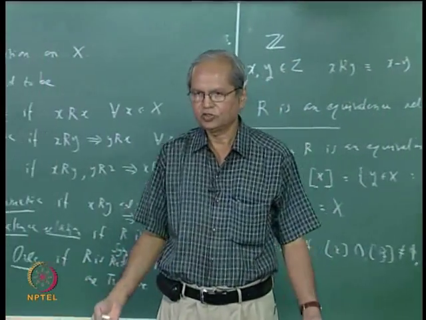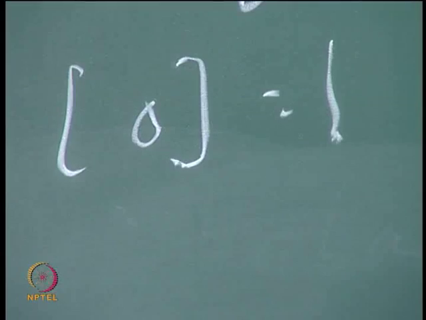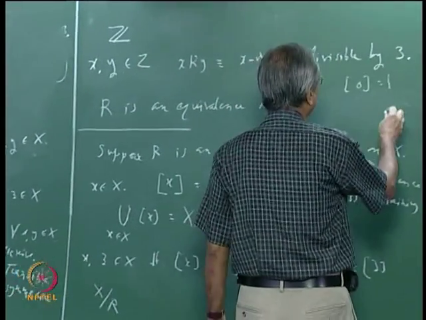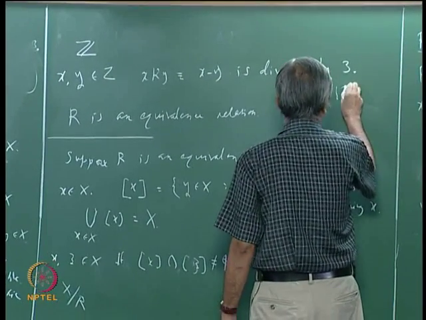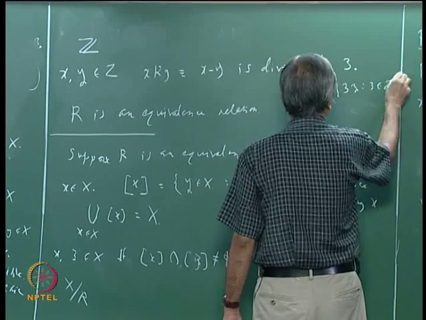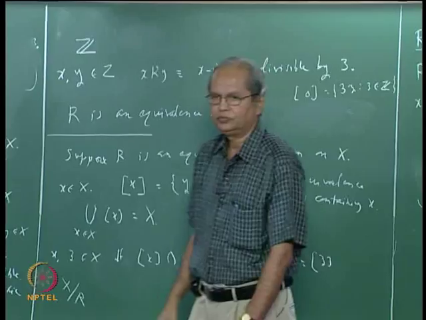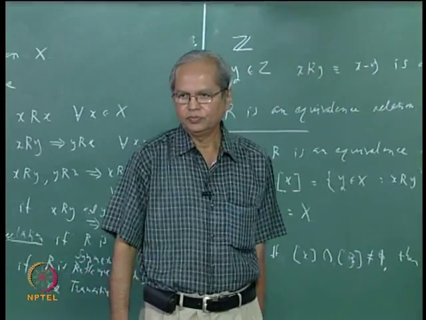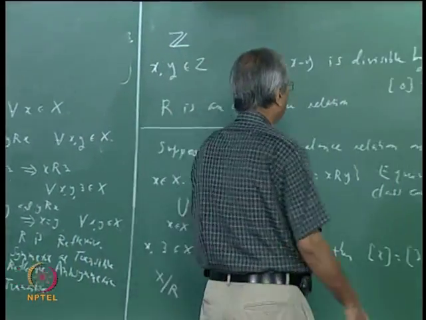Okay, all multiples of 3, that is 0, plus or minus 3, plus or minus... So you can say all elements of the form 3z.